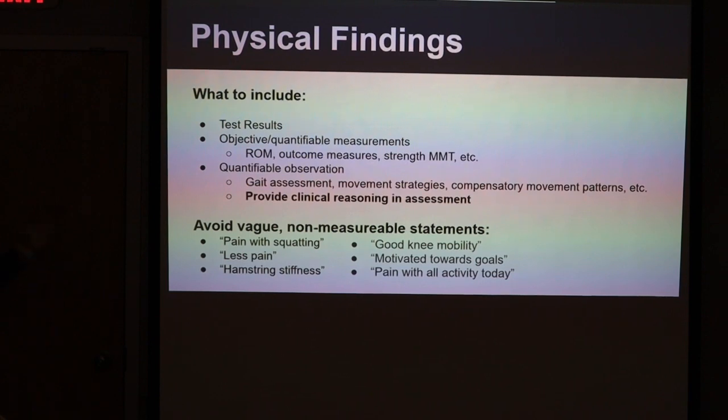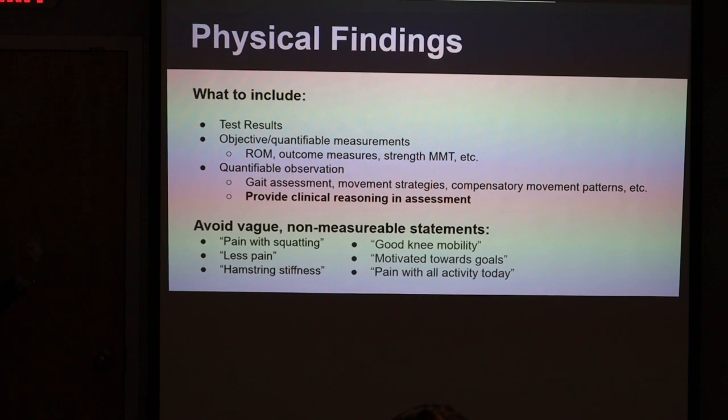In some random chart audits, these are some examples that we found that were put under physical findings but probably aren't physical findings. So, pain with squatting, that's not really measurable. That could be considered a patient's response to treatment, which would fall under assessment. Less pain, that's very vague. Hamstring stiffness, so how can you quantify that? Is that demonstrated with a straight leg raise, the hamstring 90 test?